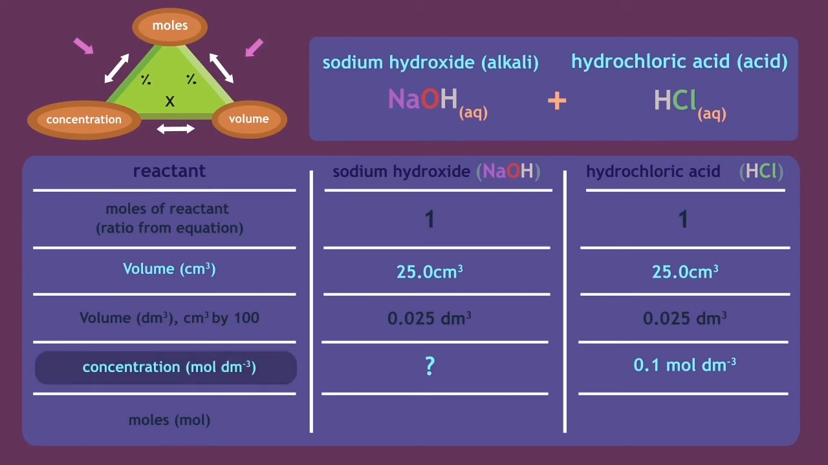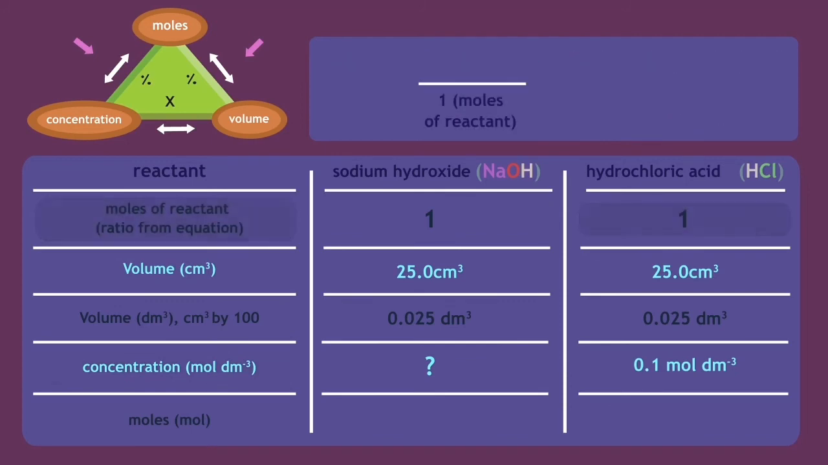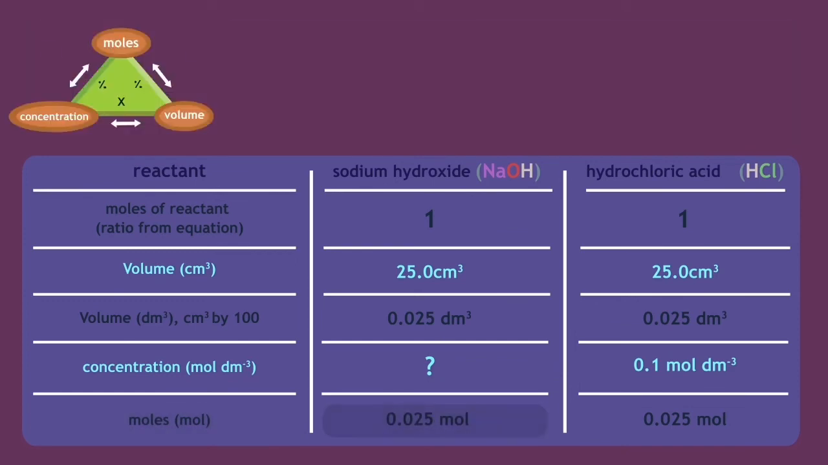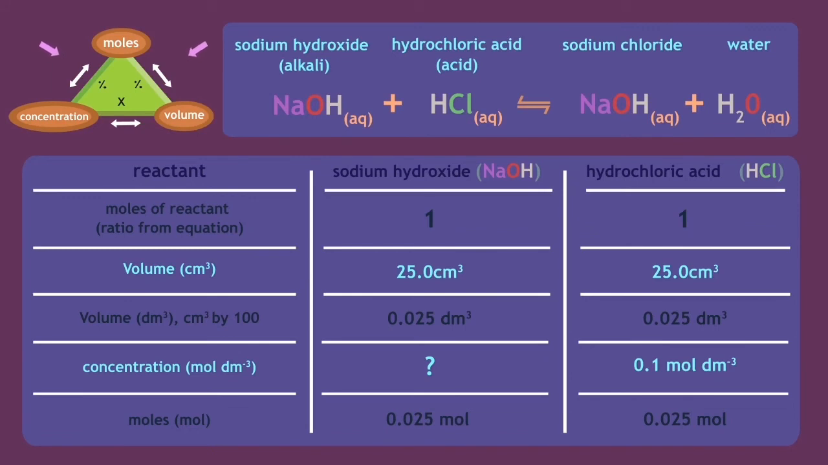The number of moles is found by multiplying the concentration by the volume in decimetre cubed. Your table should now look like this. If you look at the ratio of moles of reactant in the equation, they are the same. So the number of moles of sodium hydroxide is also 0.025 moles. Again, using the formula triangle, you can now find the concentration of sodium hydroxide marked with a question mark.